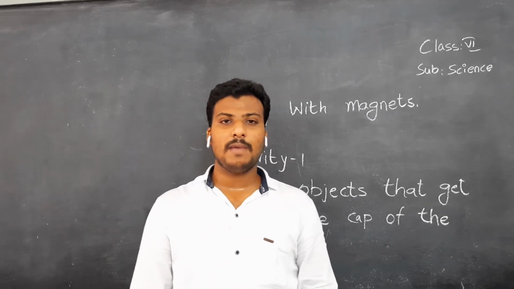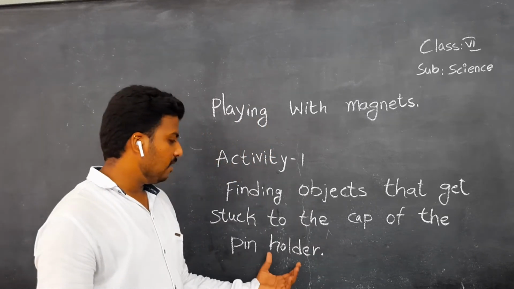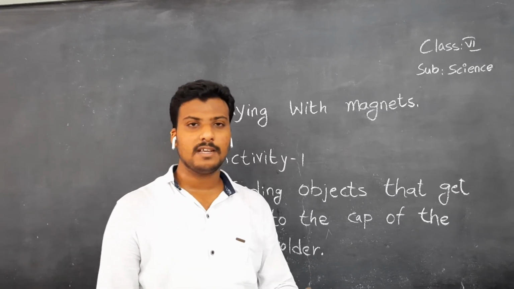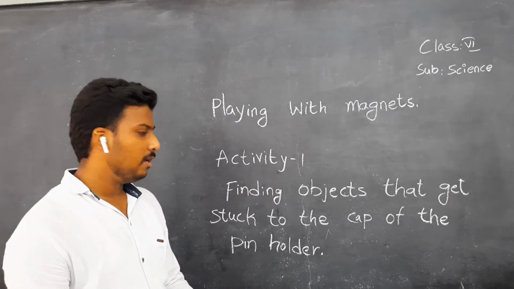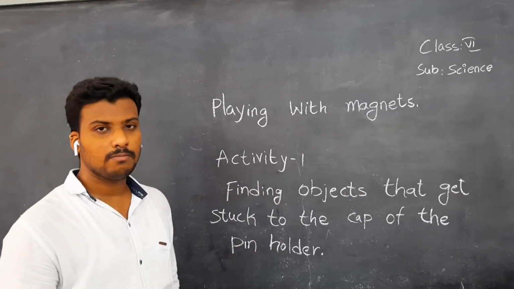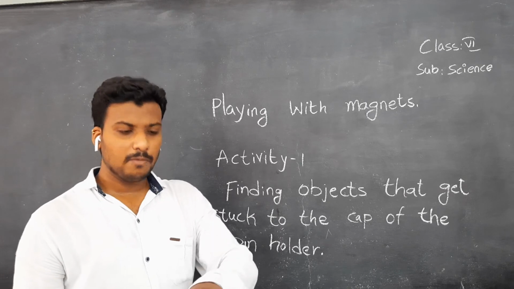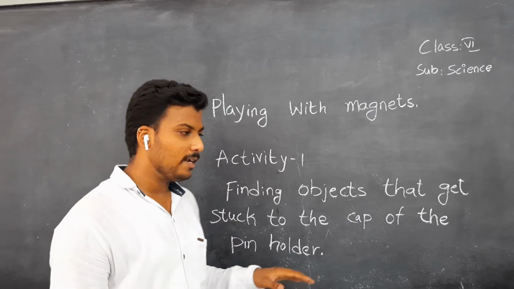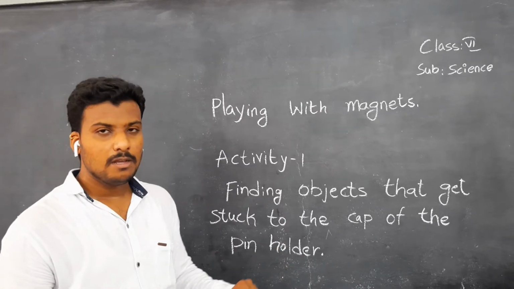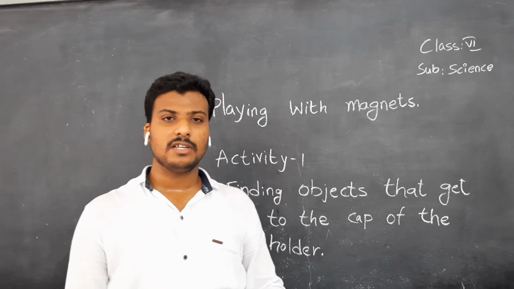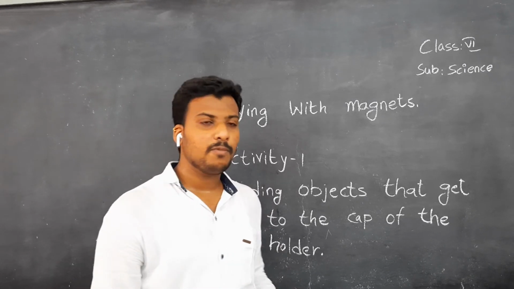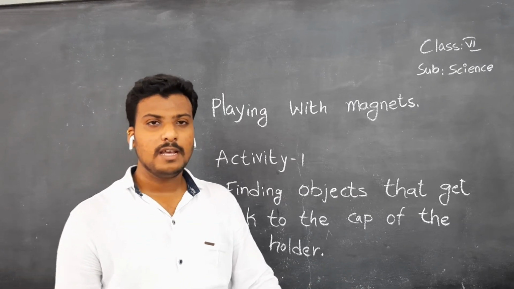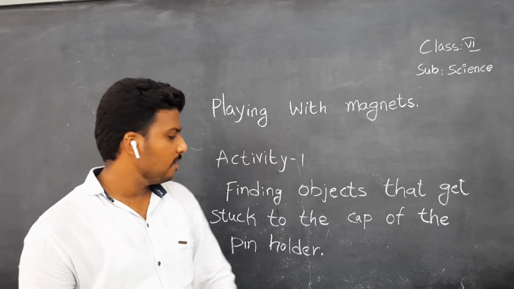Right now, bring the magnetic objects and keep them in the pin holder, children. Understand, children? Bring magnetic objects like iron pins, safety pins, whatever it may be, and keep them in the pin holder. You will find that almost all the objects get stuck to the cap of the pin holder. The remaining objects like eraser, pencil, sharpener, whatever you put into the cap of the pin holder, fall into the pin holder. Here they are not getting stuck to the cap of the pin holder.